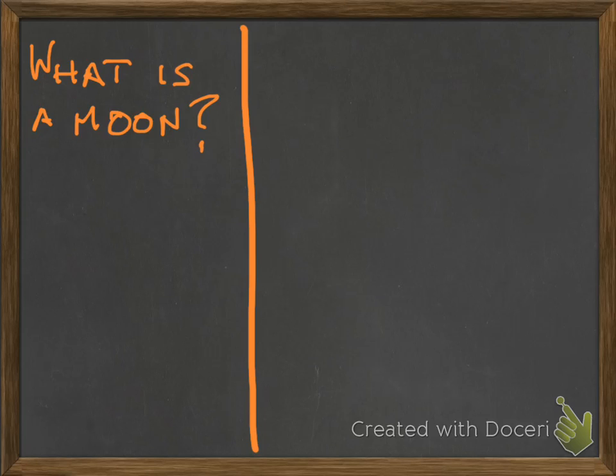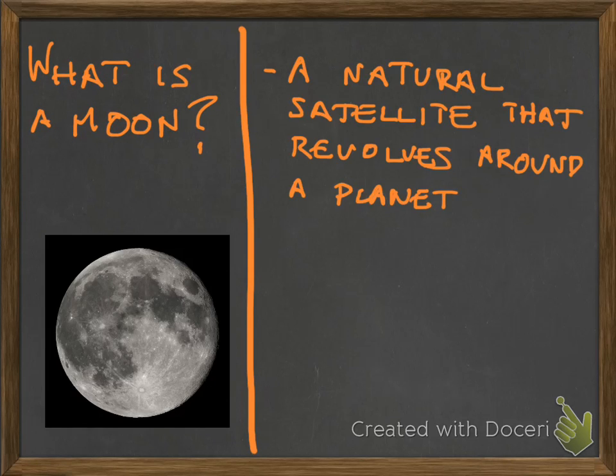It's gray, it has craters, and it revolves around the Earth. However, it's not the only moon in our solar system. Hopefully this isn't new information, but if it is, now you know. Now, a moon is a natural satellite that revolves around a planet.